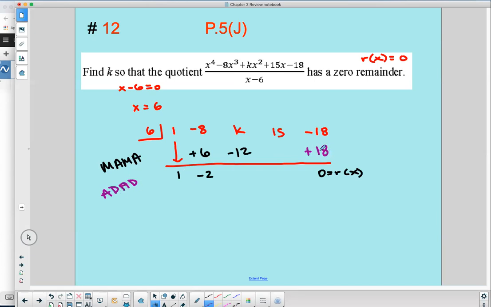So we said +18. That was the adding part. That's what I had to do there. So the next part would be dividing. What is 18 divided by 6? 3.